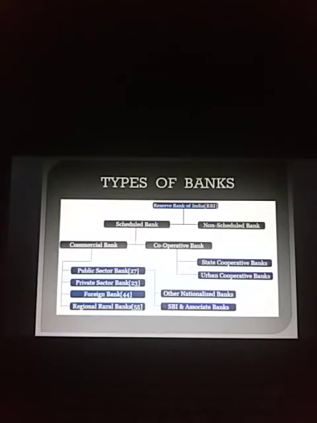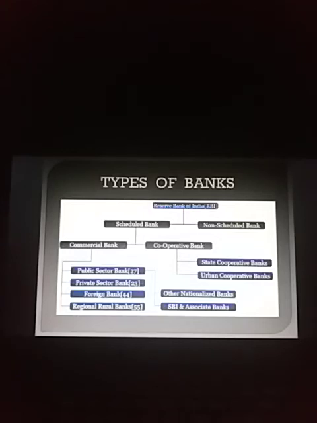However, scheduled banks are further subdivided into two parts as commercial banks and cooperative banks. Commercial banks are classified into four types. They are public sector banks, which are under the control of the government. They are 27 in number. Now, a question arises. How come 27?